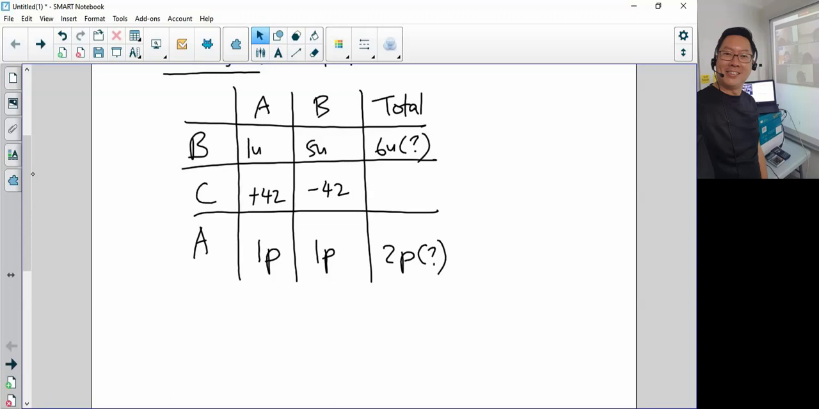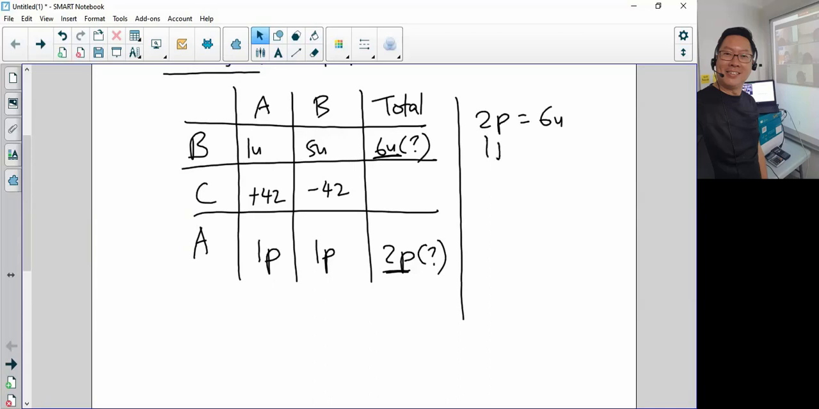So if the total is still the same, then you look at the 6 units and the 2 parts, they are equal. Equal means still the same. So your 2 parts is equal to 6 units. Then in Singapore syllabus, what do we always want to do? We always want to find the value of 1 part.